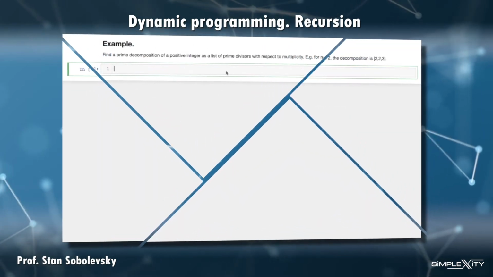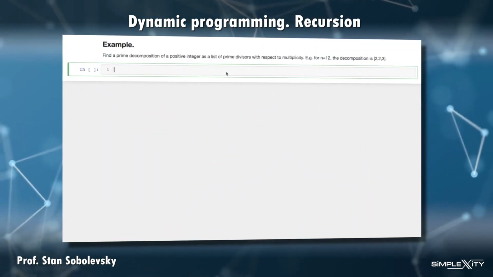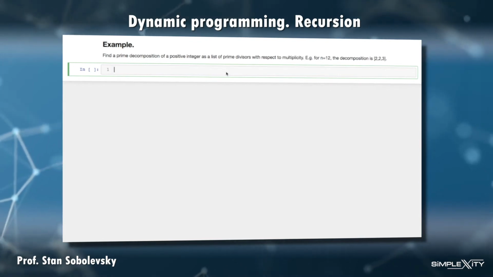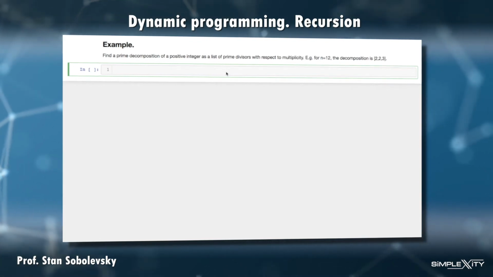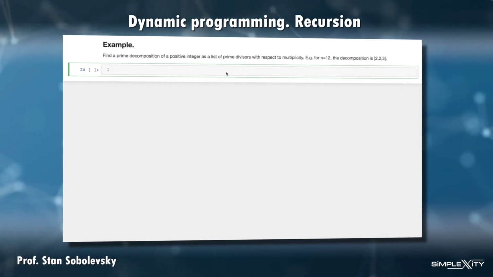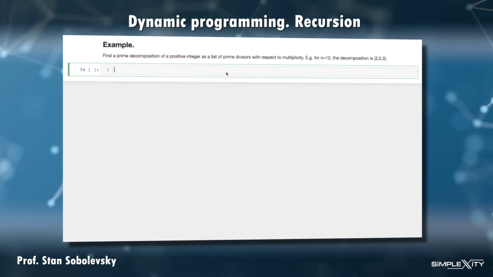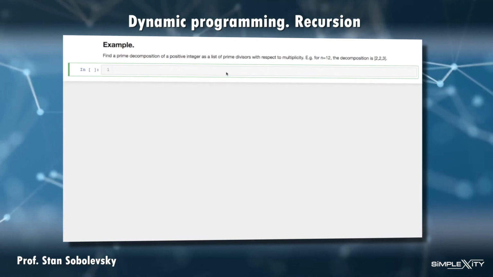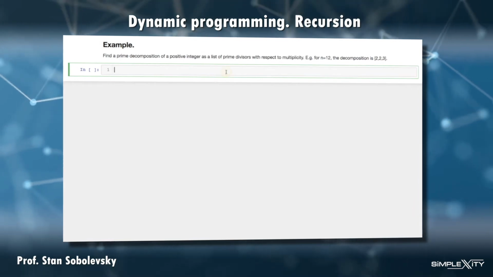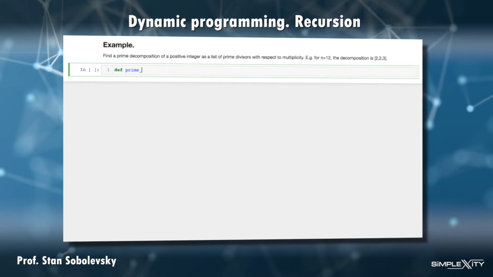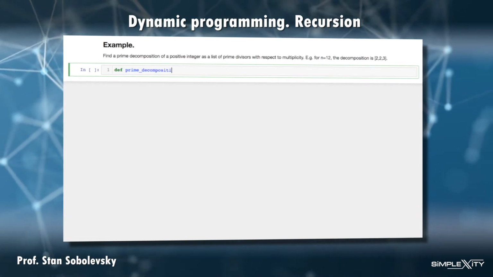Okay, so consider the following example. Find a prime decomposition of a positive integer n as a list of its prime divisors with respect to their multiplicity. So, for example, for n equals 12, the decomposition we're looking for is 2, 2, 3. Sounds like a somewhat complex approach might be needed here. At least we're unlikely to manage it within a single loop. Or can we?